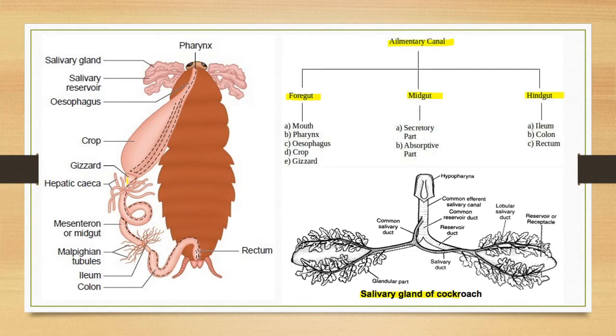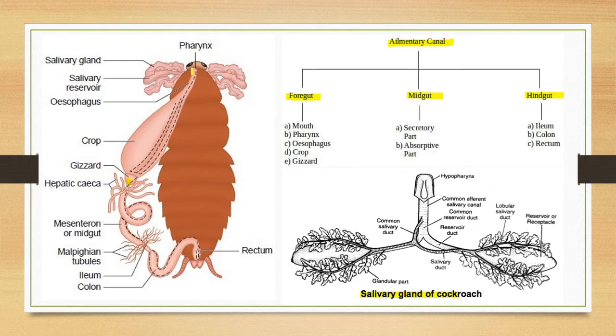Up to this one is the foregut. That means it contains the mouth, a small opening, pharynx, esophagus, crop and gizzard, while the midgut contains elongated coiled tubes, and the hindgut has 3 or 4 regions. This is the ileum, colon, rectum and the anus. These are the different parts of the alimentary canal.